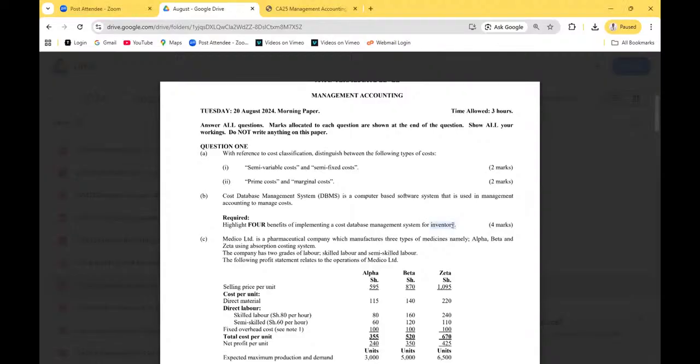Right? So we have inventory management here, and that is to be done using an automated system. So forget about all these stories. Forget about cost database management, right? I mean, forget about the cost. Forget about used in management accounting to manage cost. What you need to know is, generally, do you have any points with regards to the benefits of a database management system?